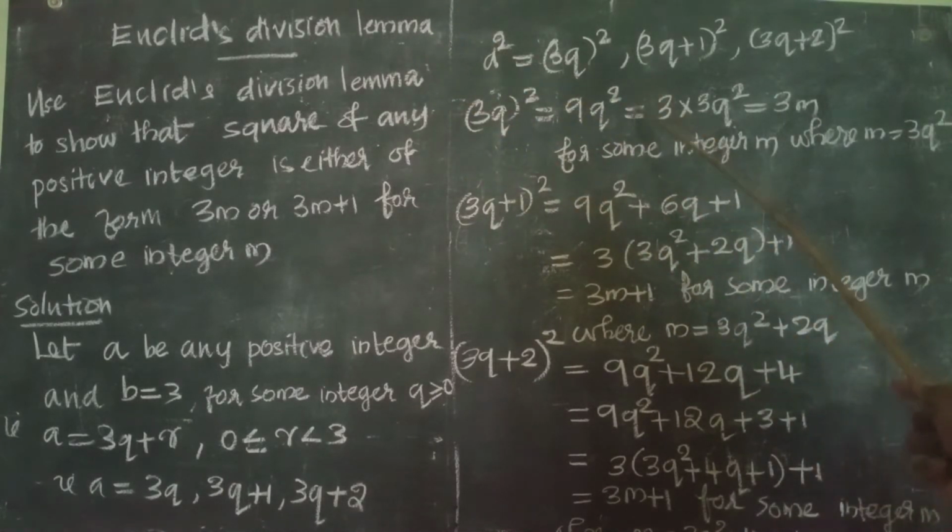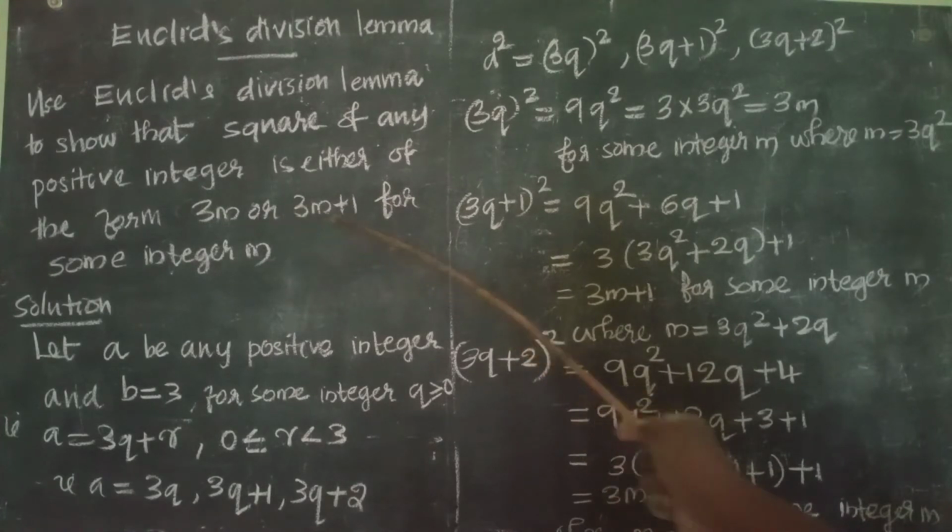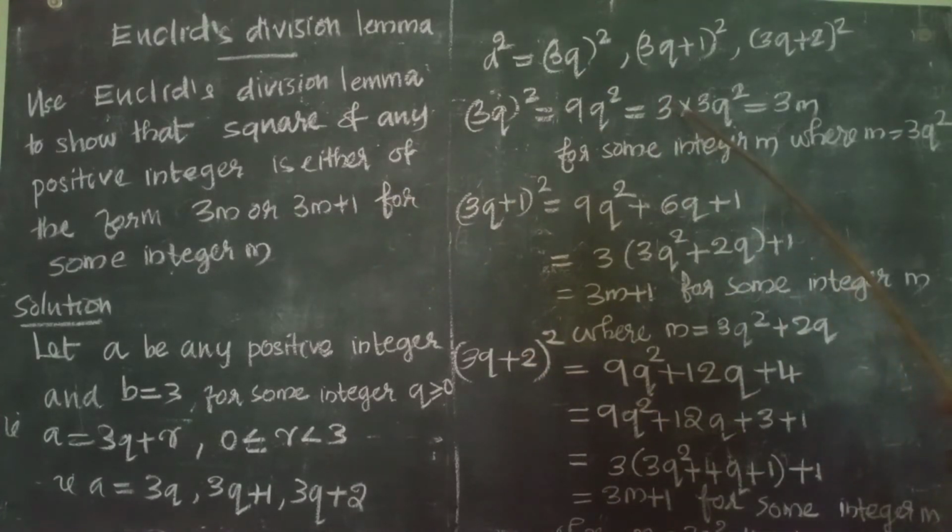3q whole square equal to 9q square. We need to change into this form 3m or 3m plus 1. So that we can write as 3 into 3q square. This 3q square we can replace as m. So we can write it is of the form 3m for some integer m, where m equal to 3q square.